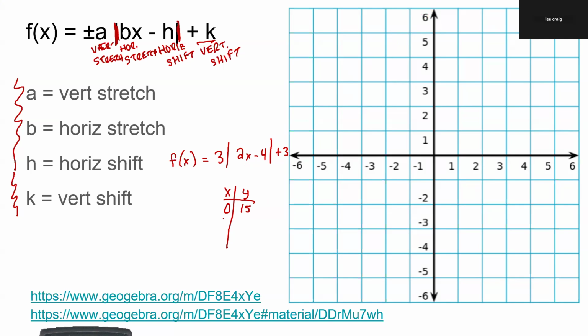Let's try something else. Let's try a 2. If I put a 2 in here, 2 times 2 would be 4. Subtract 4, you got 0. The absolute value of 0 is 0. Multiply by 3, still 0. Add 3, you got yourself a 3. So there's a point that fits on the thing right there. And what we want to do is just pick a couple numbers and see what we get.